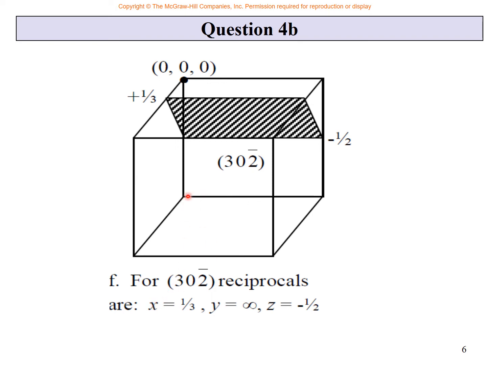On the x-axis, this is the x-axis, right? But you are coming from there now, right? So on the x-axis, mark a point plus 1 by 3. On the y-axis, no mark. On the z-axis, minus half. The z-axis is here, from there to here. So minus half on the z-axis.